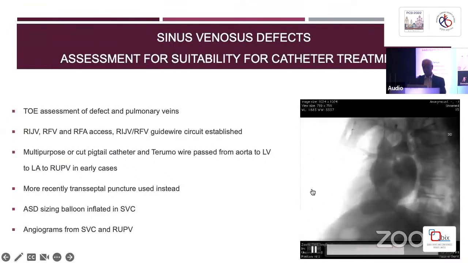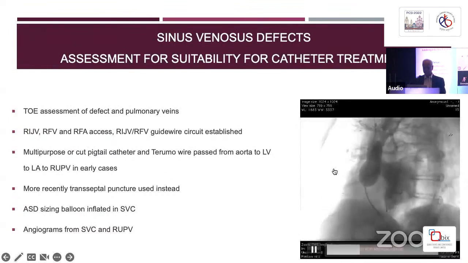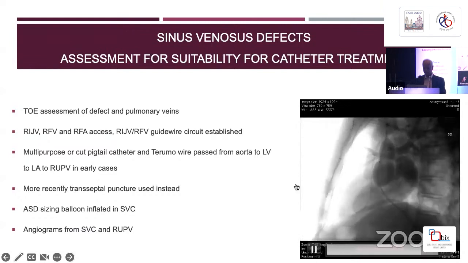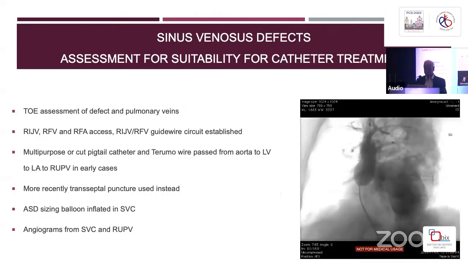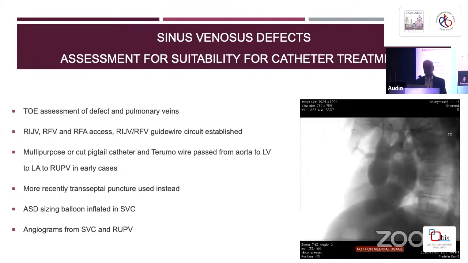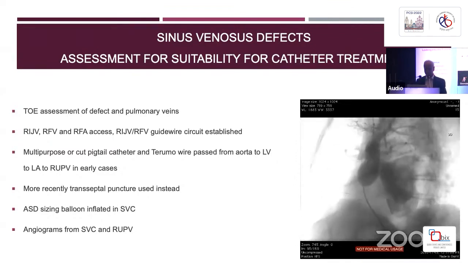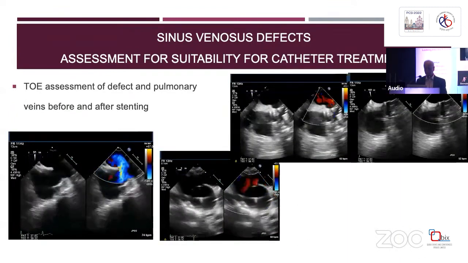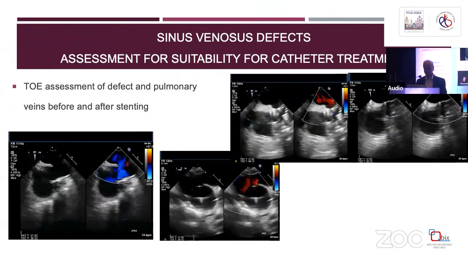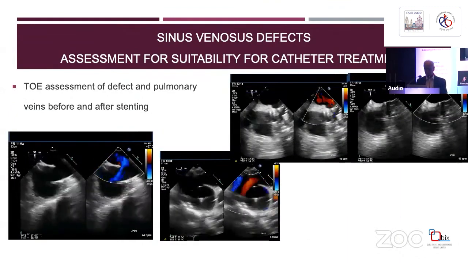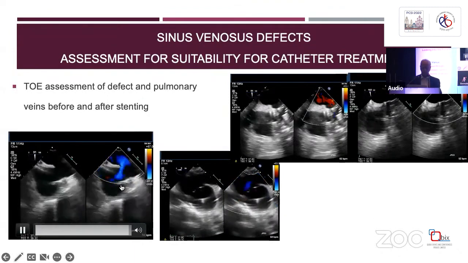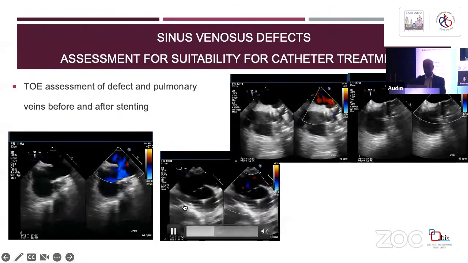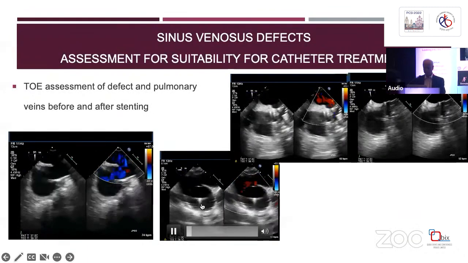We do sometimes 3D RA, rotational angiogram with the balloon inflated, and that tells us about the right upper pulmonary venous drainage, whether it's blocked or not, whether it's compressed or not. We've used transseptal puncture to get across. We use transesophageal echo guidance throughout the procedure very carefully to show the defect, firstly, the anatomy, and secondly, what happens to the right upper pulmonary vein when the balloon is inflated.